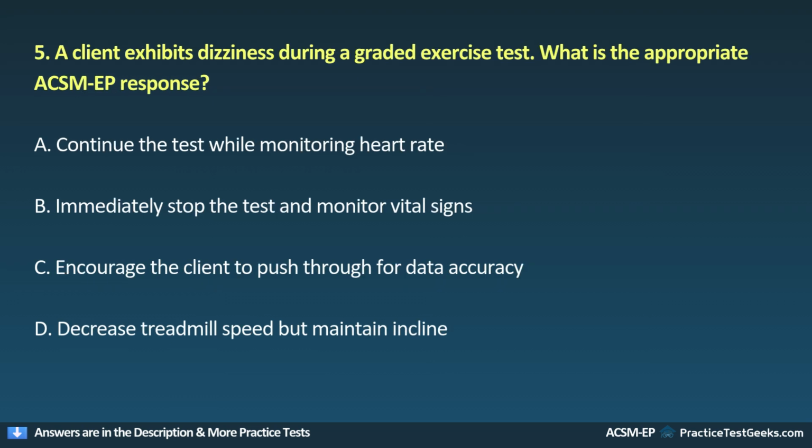5. A client exhibits dizziness during a graded exercise test. What is the appropriate ACSM EP response? A. Continue the test while monitoring heart rate. B. Immediately stop the test and monitor vital signs. C. Encourage the client to push through for data accuracy. D. Decrease treadmill speed but maintain incline.